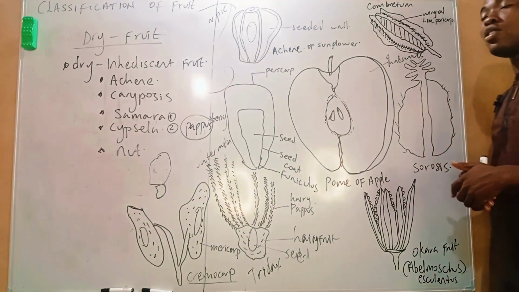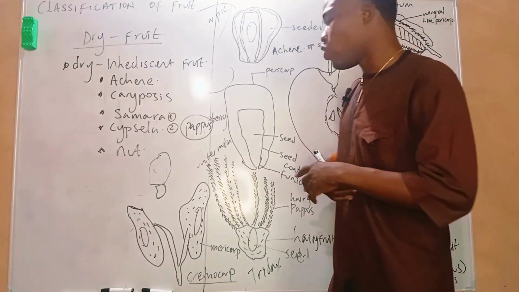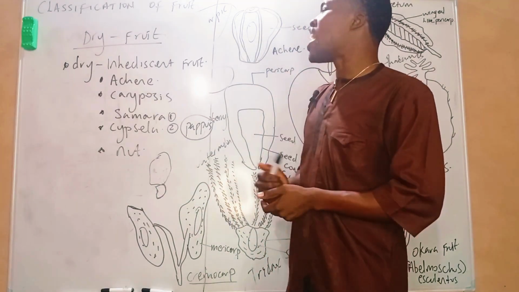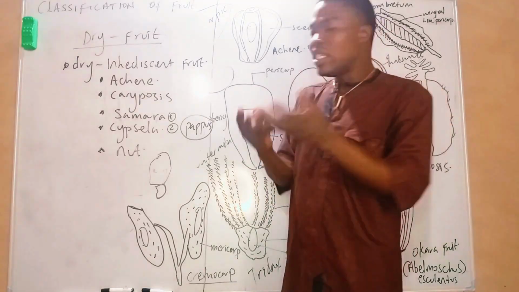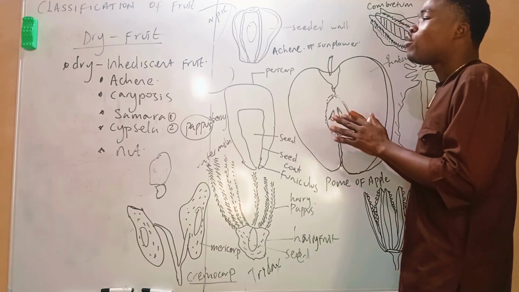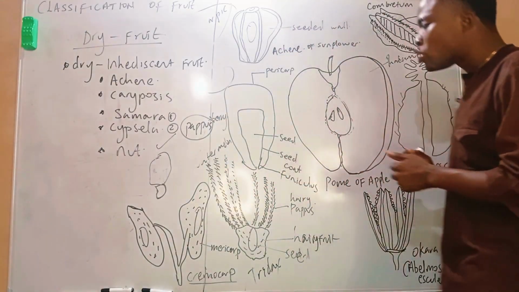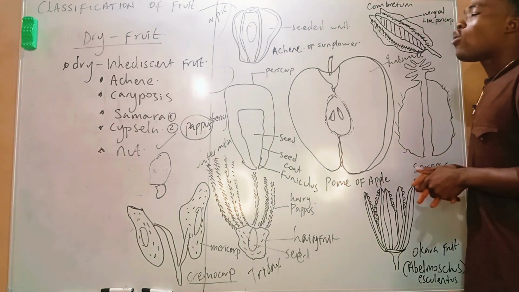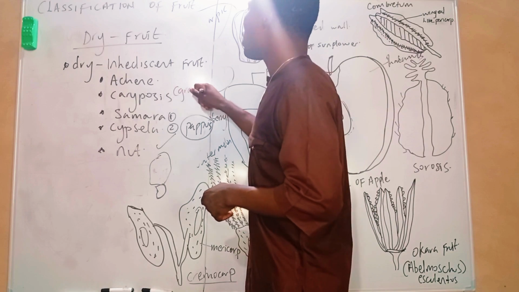The groundnut is not an example of a nut. Groundnut or peanut is not a nut. They are called legumes or pods. A nut is usually a one-seeded dry indehiscent fruit, just that the pericarp, the fruit wall, is woody. So a one-seeded dry indehiscent fruit in which the fruit wall is woody is called a nut. An example is the cashew nut.